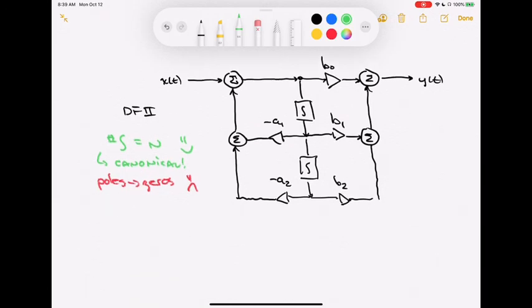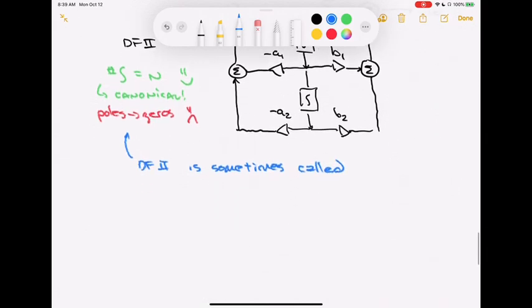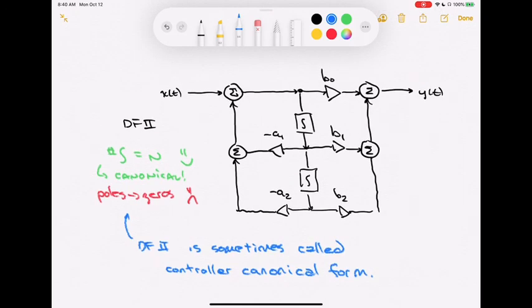I would make the comment in this particular case that this direct form 2 has another name that it sometimes goes by. If you look in the book, DF2 is sometimes called the controller canonical form. And it's a pretty common and a pretty popular way of realizing systems. Still, I'm hoping to get a happy realization. I'd like to have a canonical structure that also has its zeros first followed by its poles.